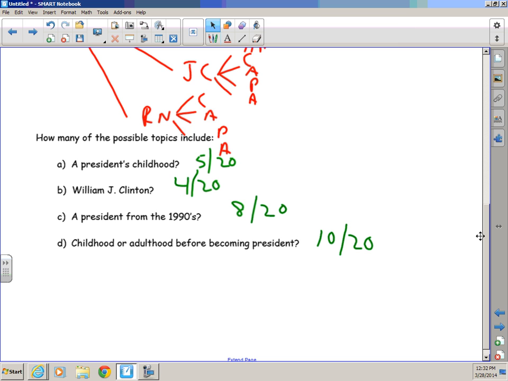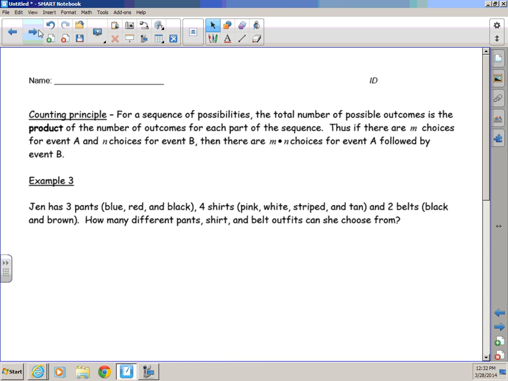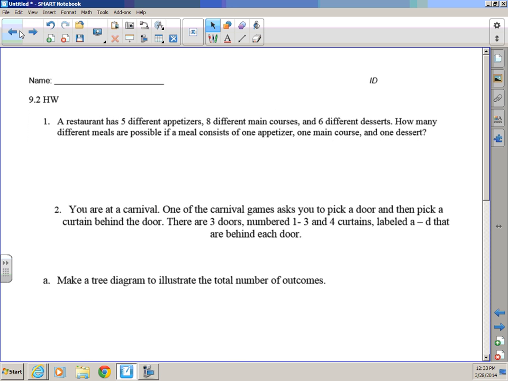Now, if you are asked to just determine the total number of outcomes, you don't need to put a tree diagram, or, and let me actually go back for a moment, because what I wanted to do was show you, wrong way.